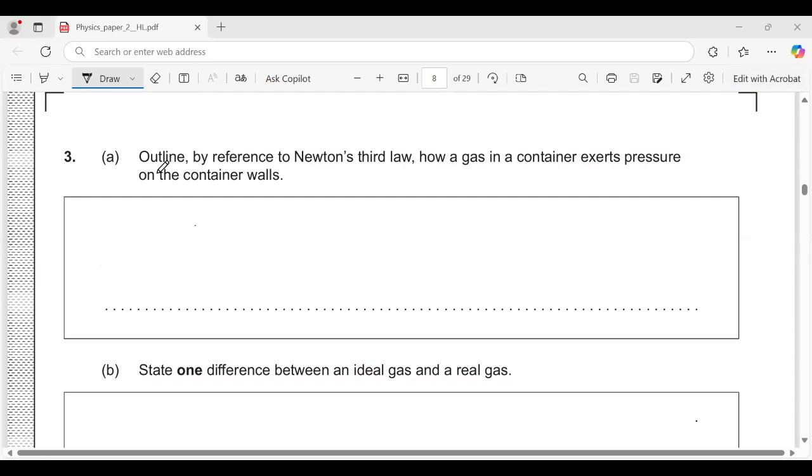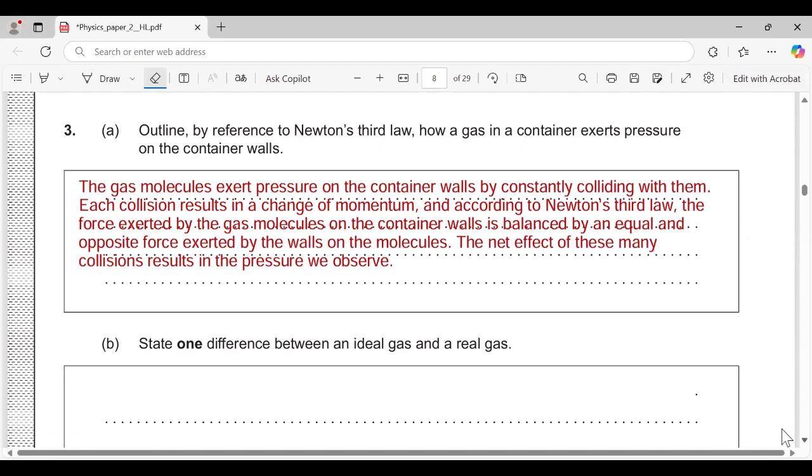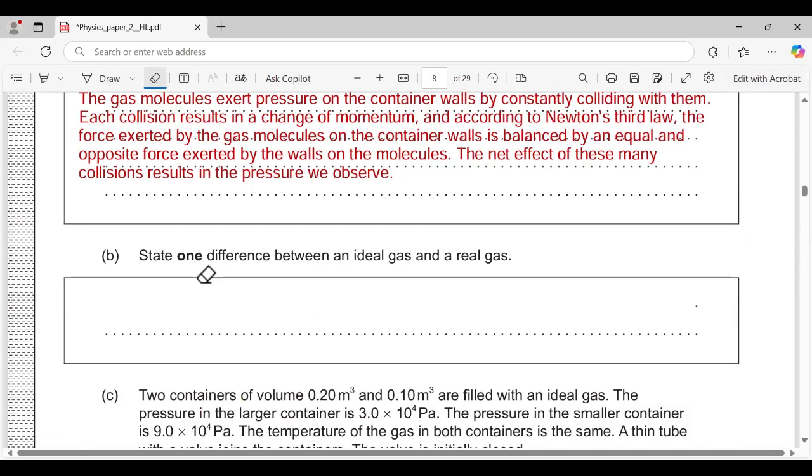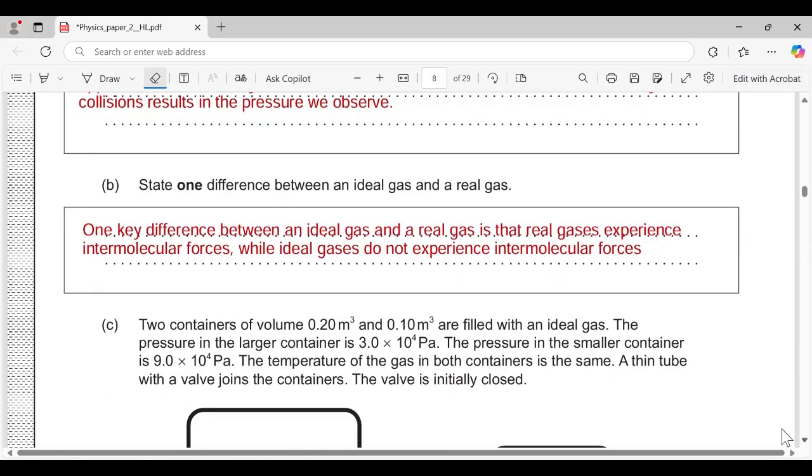Number 3, A, outline by reference to Newton's third law how a gas in a container exerts pressure on the container walls. I have provided my answer to this. Number B, state one difference between an ideal gas and a real gas. Well, I have provided this.